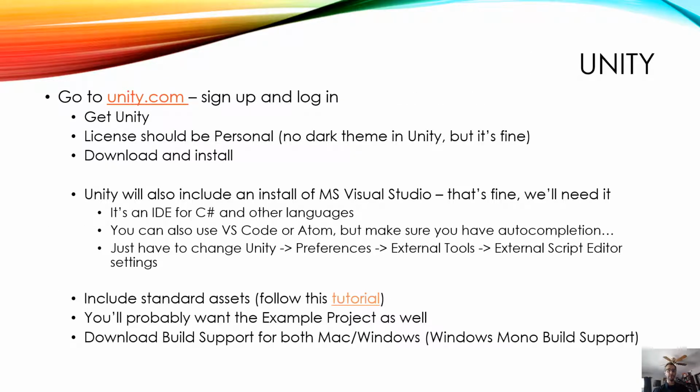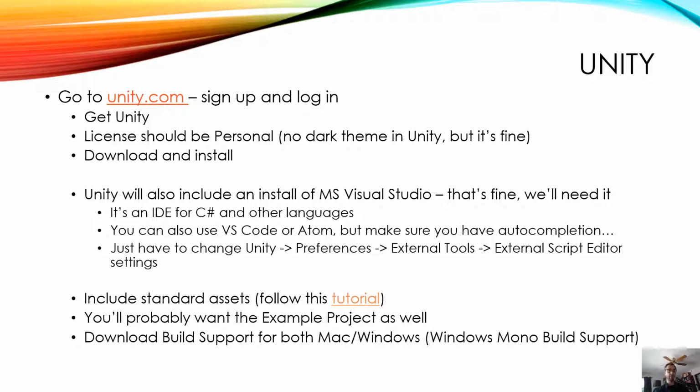First things first, before class, you need to get Unity and FMOD installed on your computer. Pretty easy. Go to unity.com, sign up, log in, go to Get Unity, and then download the personal license, which is the free one. It will be fine for everything we're going to do in this class. So download it and install it. As you're installing it, it will also install Microsoft Visual Studio, which is fine because we're going to need it for editing scripts. It just lets you edit code in different languages, but most notably C#, which is the scripting language that's used for Unity.